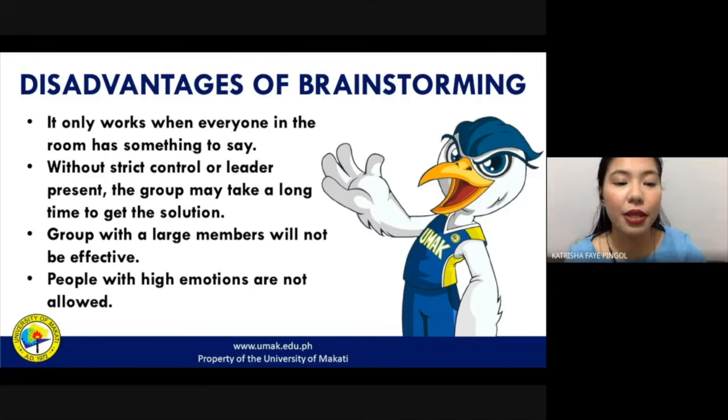Next, or the last one, people with high emotions are not allowed to participate in brainstorming. Why is that? Because sometimes their emotions tend to take over. And when their emotions take over the brainstorming process, they tend to be selfish as well. So all of the information comes from that one person or those people with high emotions. And sometimes when the rest of the group disagrees with what they have to say, that could be very problematic. Okay? So it might break the harmony within the group.